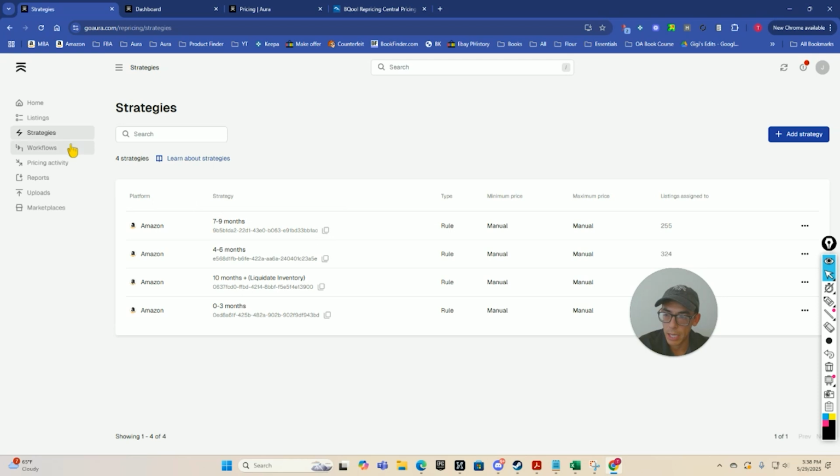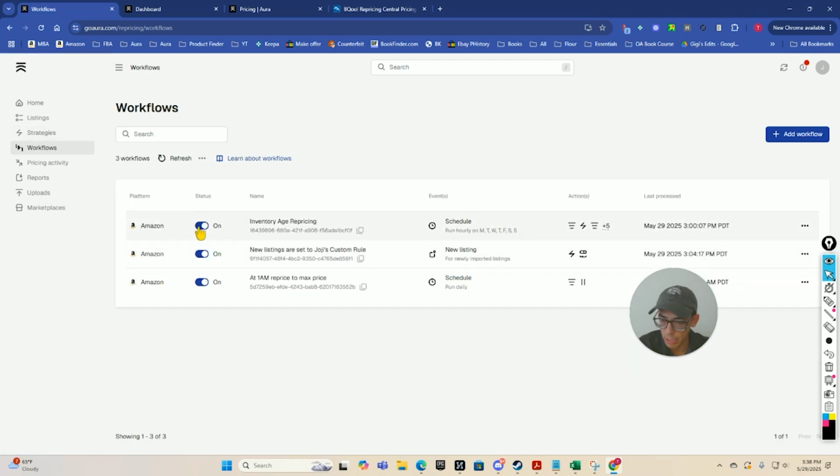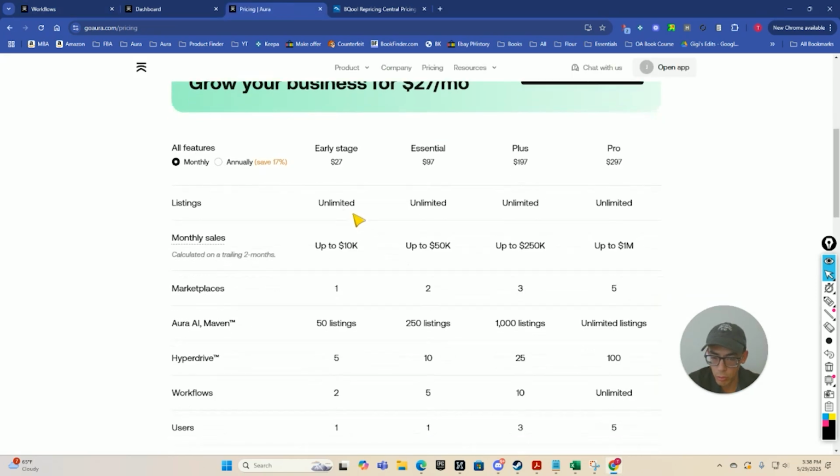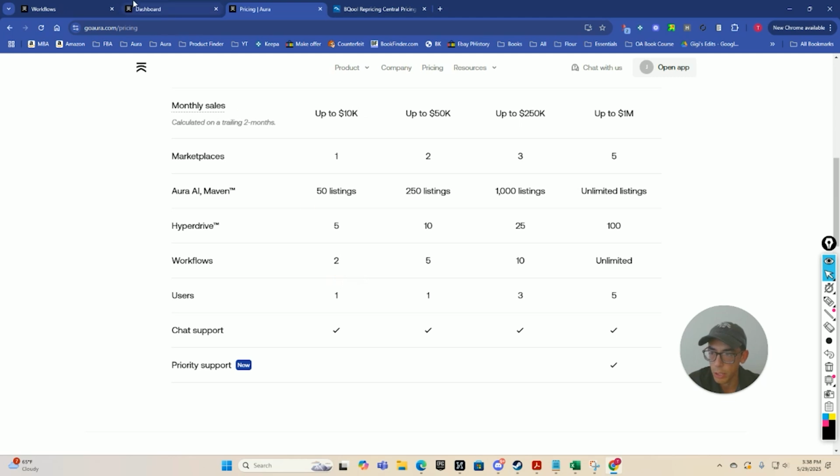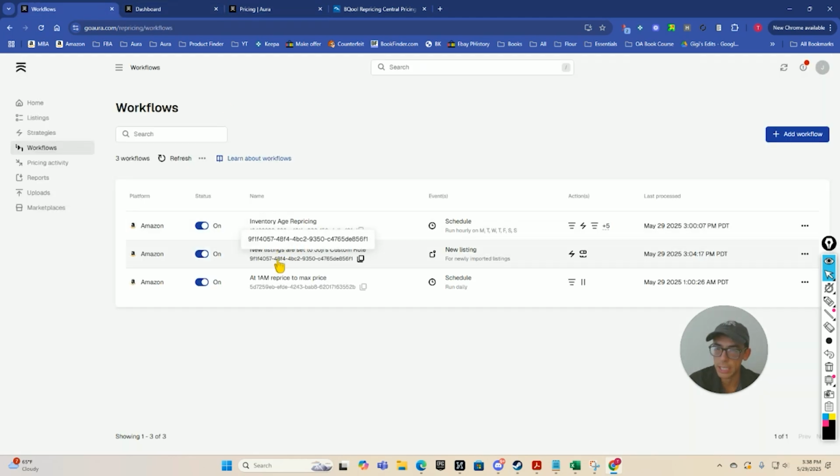And so you can see I have my 2 workflows here, and those are enabled as on the status: inventory age repricing. And I also have my new listings set to 0 to 3 months. Now, if you are at this first early stage, you only have 2 workflows. Those are the 2 workflows that I'd recommend: set the new listings to be automatically repriced and then have your inventory age repricing set up.